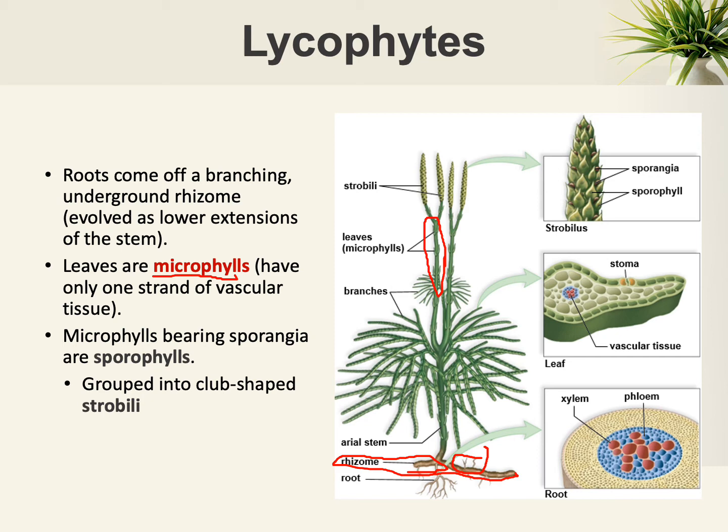The microphylls bearing sporangia are sporophylls. Here, these are the sporangia and these are the sporophylls. The club shape here is the sporophyll. They are grouped into club-shaped strobili. They have the strobili up here. You can identify them in the Lycopodium.